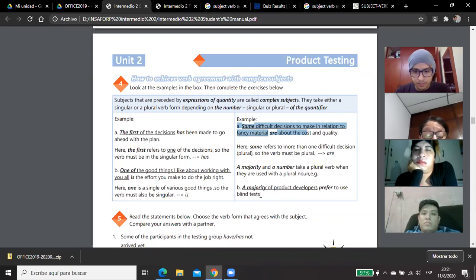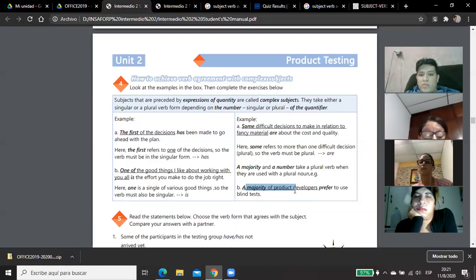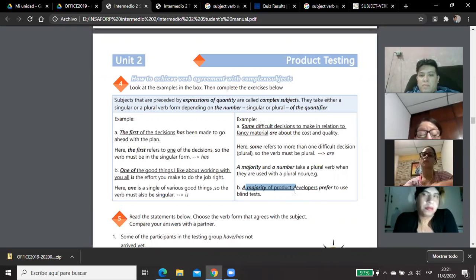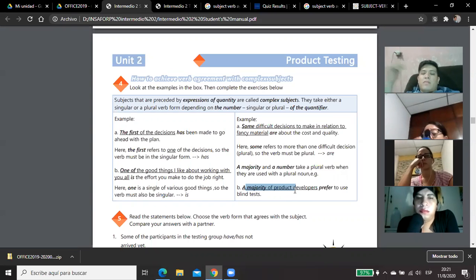All right, let's see what's up with this one. Jonathan, can you read it, please? Letter B. "A majority of product developers prefer to use blind tests." Okay, a majority of product developers prefer to use blind tests. So why do we say a majority prefer and not a majority prefers? Jonathan, why do you think so?